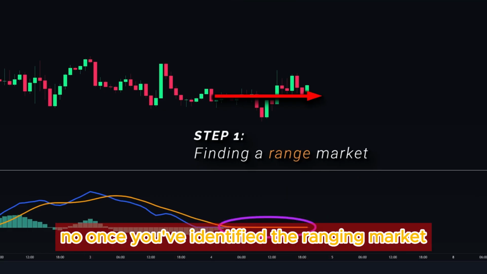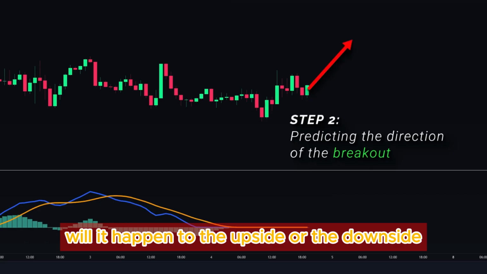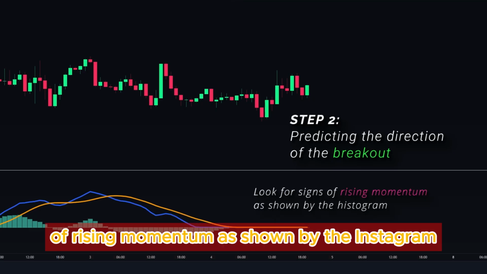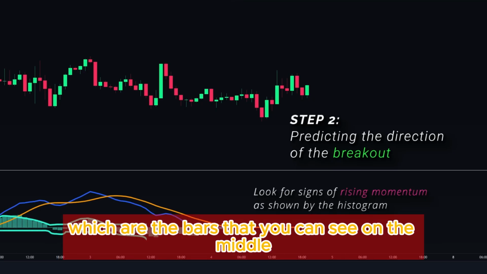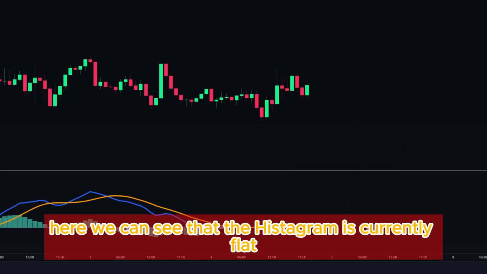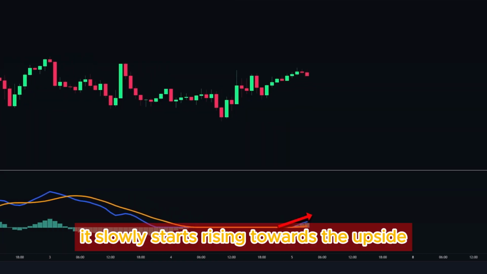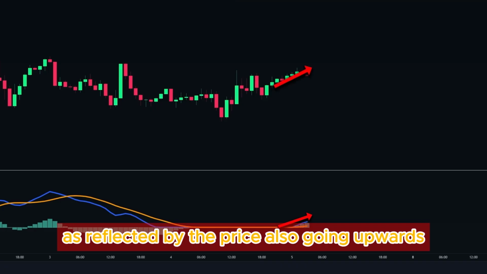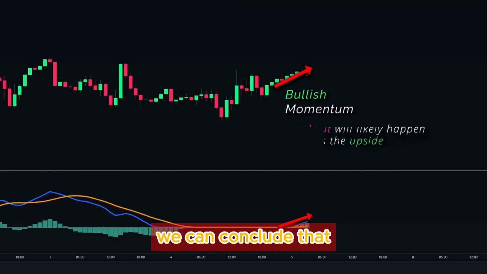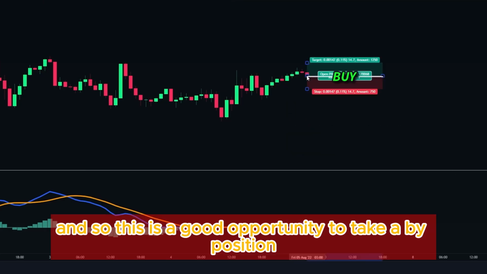Now, once you've identified the ranging market, the next step is predicting the direction of the breakout. Will it happen to the upside or the downside? And so the way you do this is by looking for signs of rising momentum as shown by the histogram, which are the bars that you can see on the middle. So let's look at an example of that. Here, we can see that the histogram is currently flat, and after that, it slowly starts rising towards the upside, as reflected by the price also going upwards, indicating that the overall momentum is bullish, which means, based on this example, we can conclude that the breakout will likely happen towards the upside. And so this is a good opportunity to take a buy position.